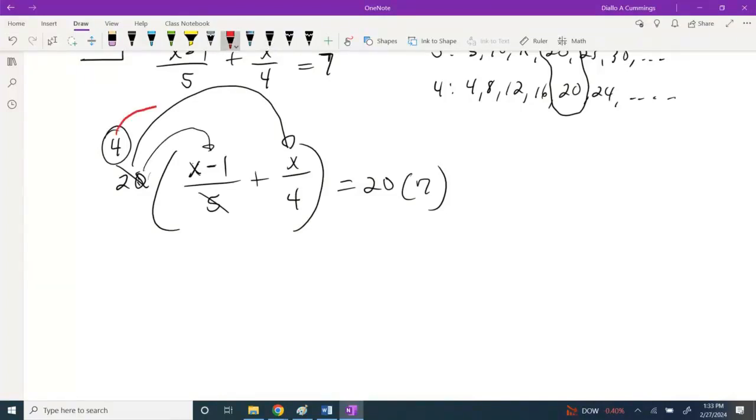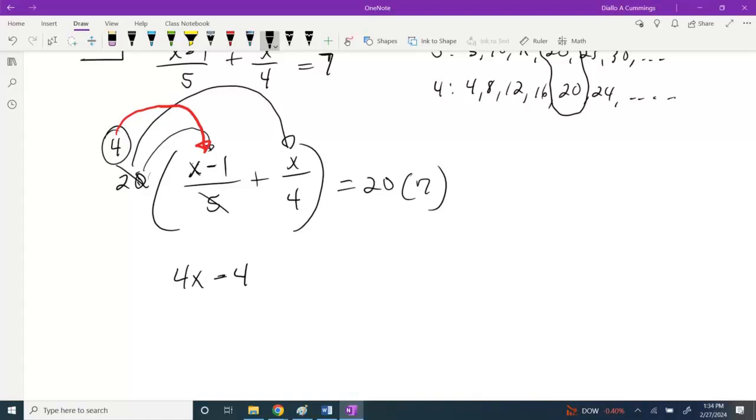So I actually want to distribute 4 with this first term. 4 times x is 4x, and 4 times negative 1 is negative 4. Again, I'm distributing 20, but that 20 divided by 5 reduces to a whole number 4, and then I distribute 4 with my numerator. So that's 4x minus 4.